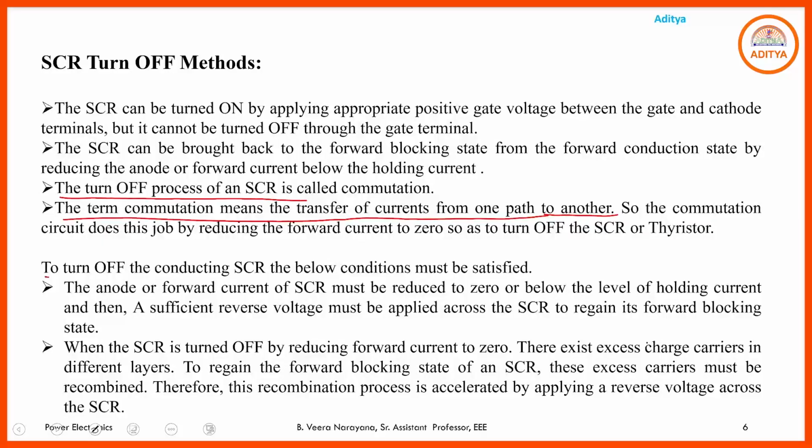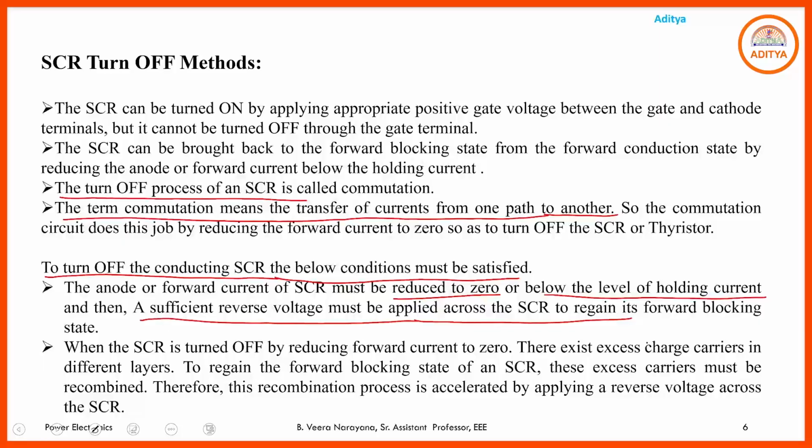To turn off the conducting SCR, you must fulfill two conditions. If these two conditions are fulfilled, then we say the SCR will be in the off state. First one, the anode or forward current must be reduced to 0 or below the holding current. And second one, a sufficient reverse voltage must be applied across the SCR to regain its blocking capability.